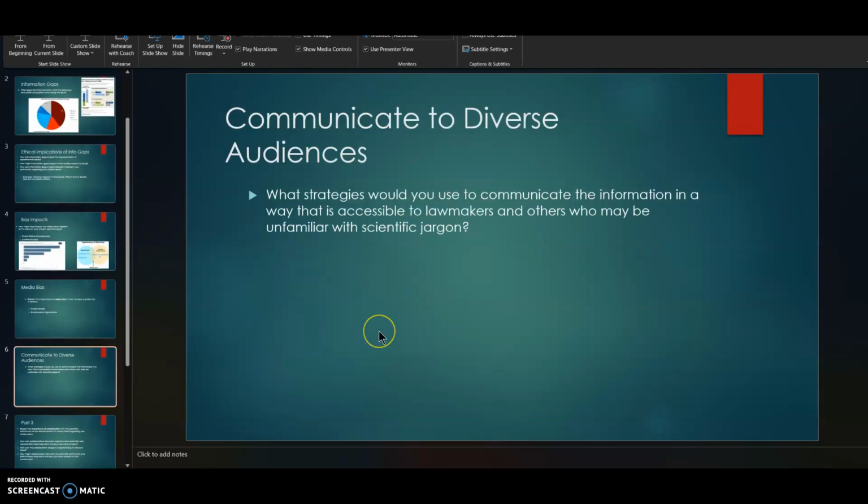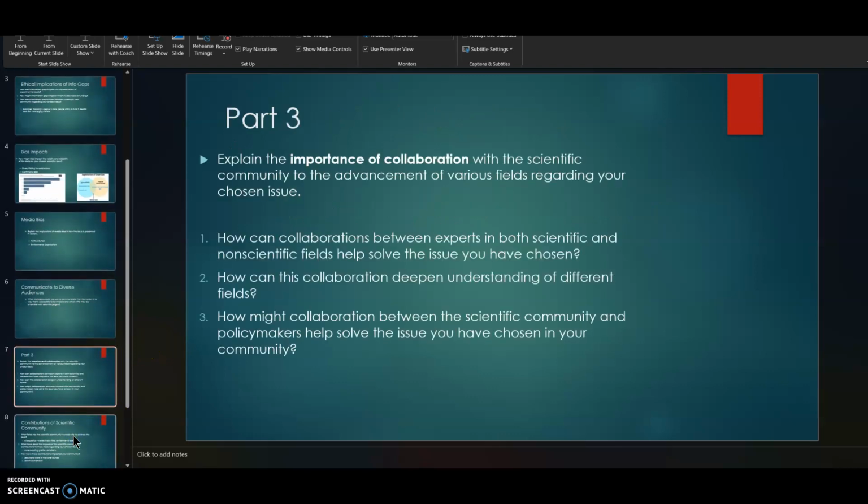The next part is, how would you communicate information about your topic to diverse audiences? What strategies are you going to employ to communicate this information to others who might not be familiar with the topic and are unfamiliar with the scientific jargon? This is just an example. We discussed this, I believe, in your journal and your project one. You want 2 or 3 examples of different ways you could communicate these issues.